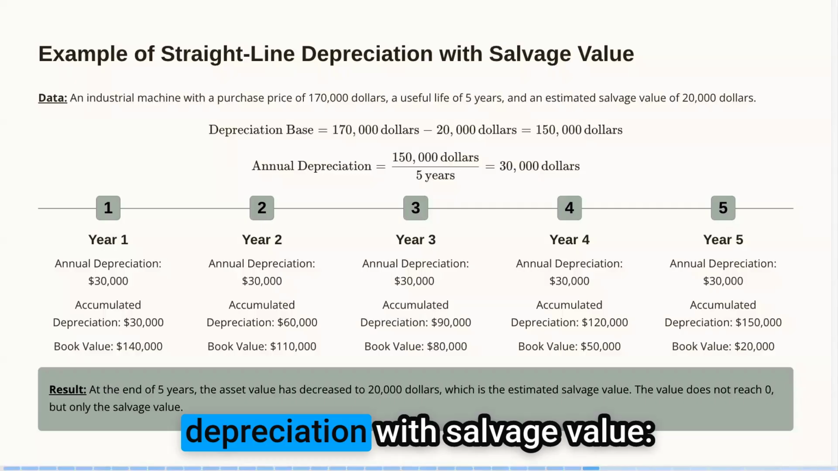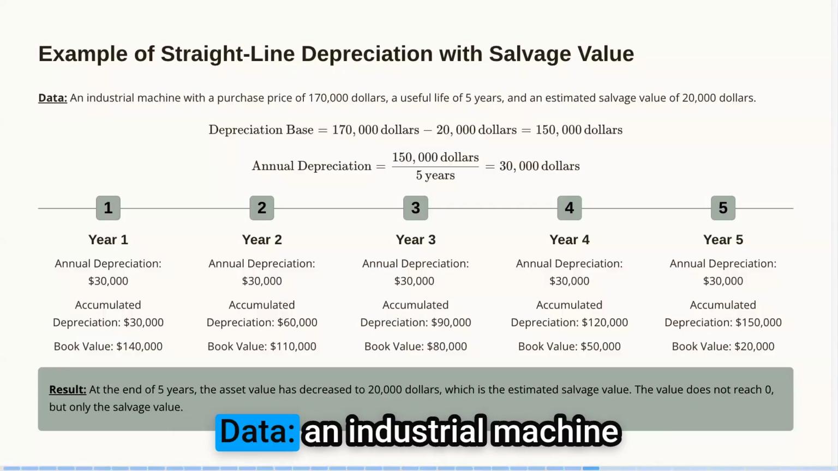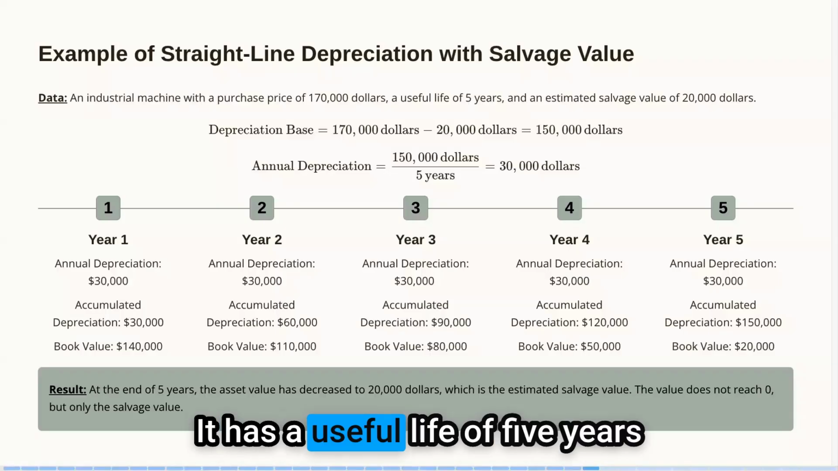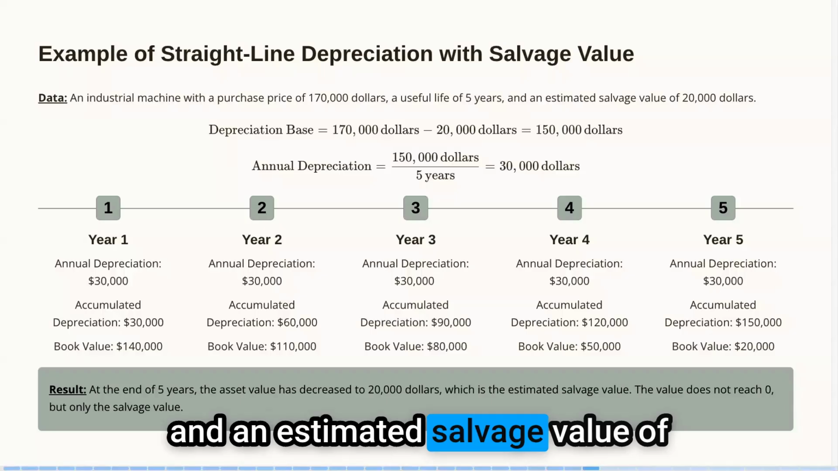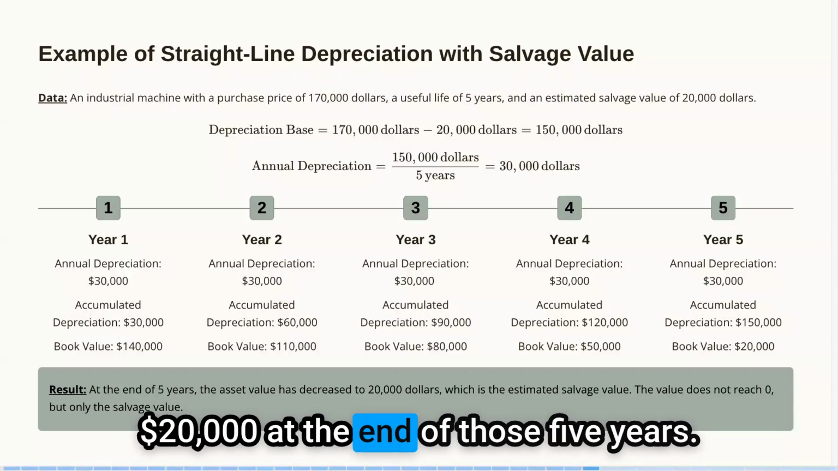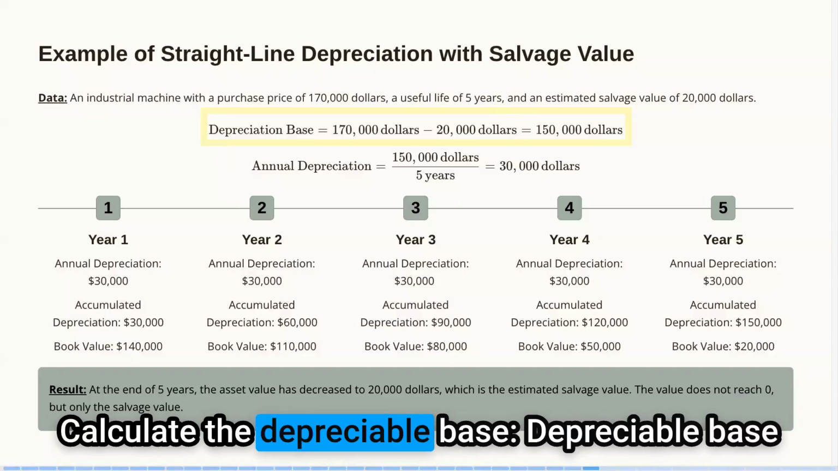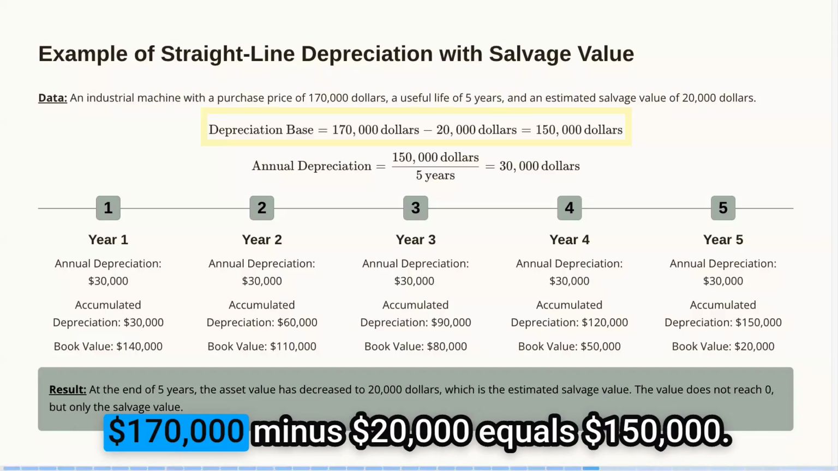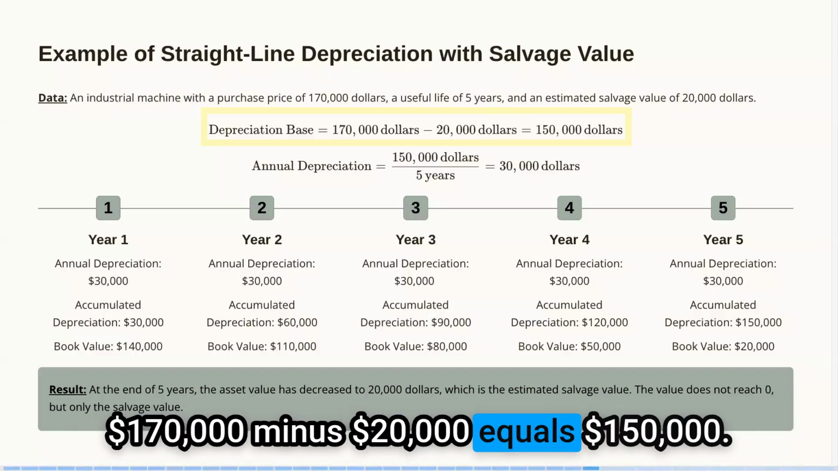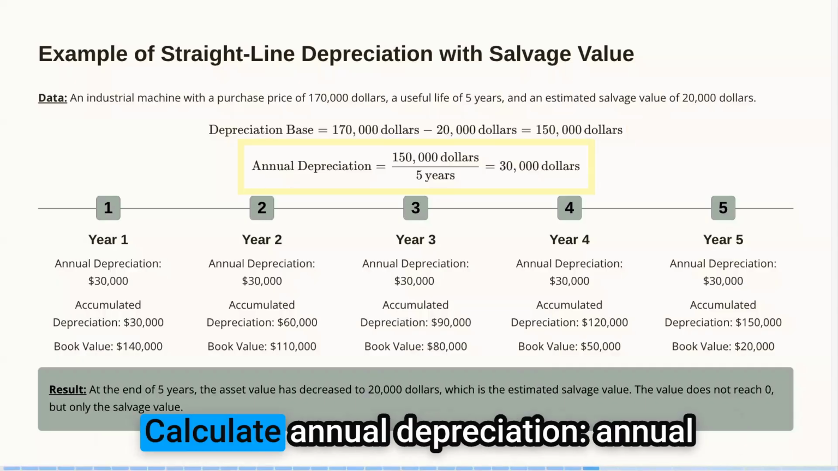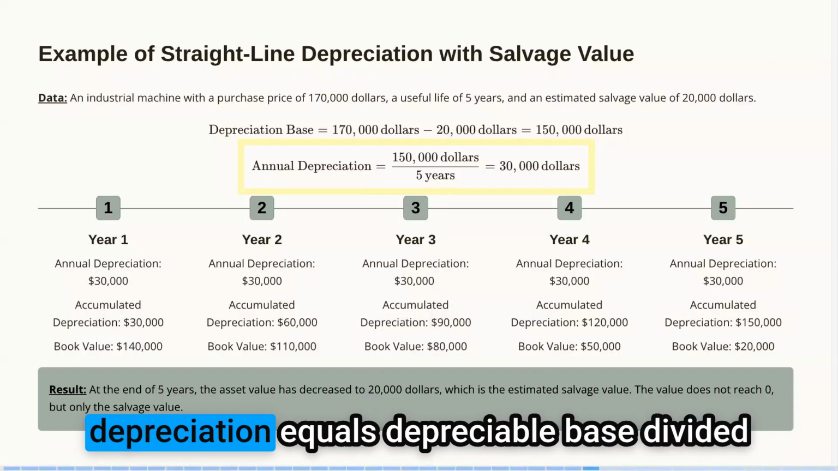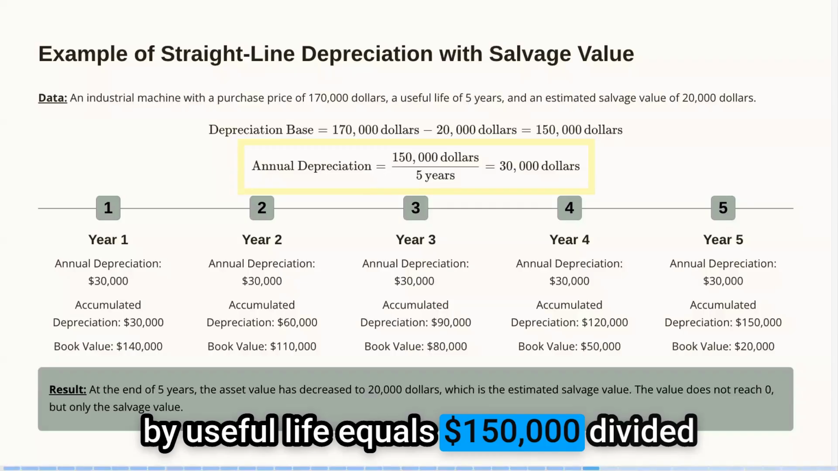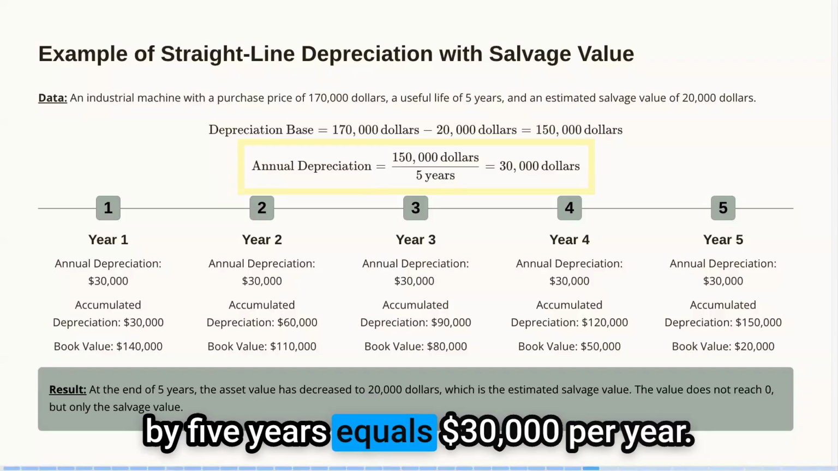Example of straight line depreciation with salvage value. Data: an industrial machine is purchased for $170,000. It has a useful life of 5 years and an estimated salvage value of $20,000 at the end of those 5 years. Calculate the depreciable base. Depreciable base equals asset cost minus salvage value equals $170,000 minus $20,000 equals $150,000. Calculate annual depreciation. Annual depreciation equals depreciable base divided by useful life equals $150,000 divided by 5 years equals $30,000 per year.